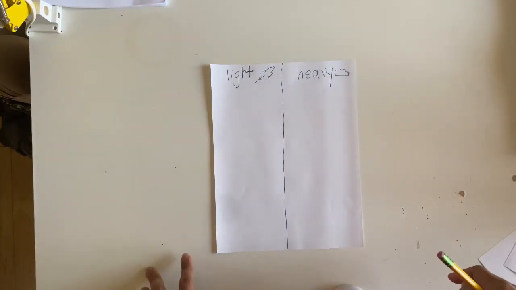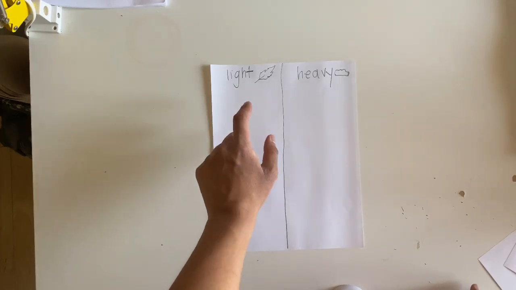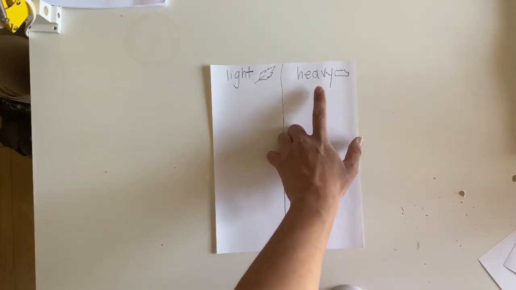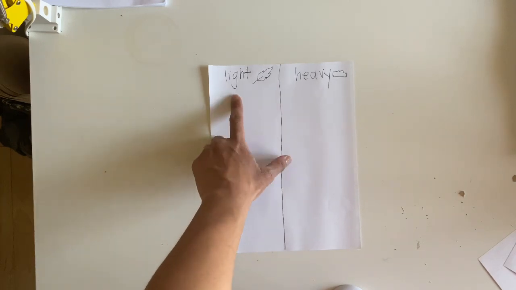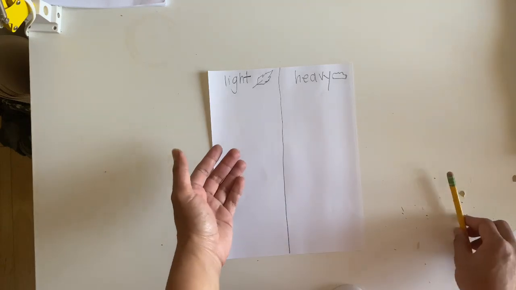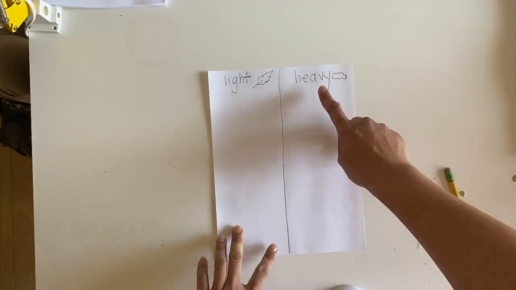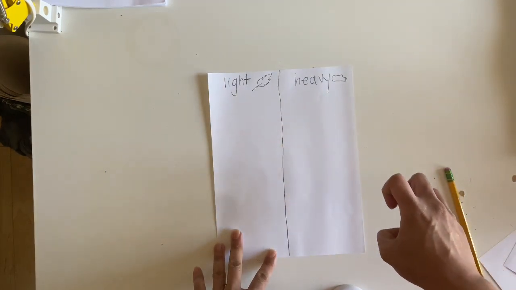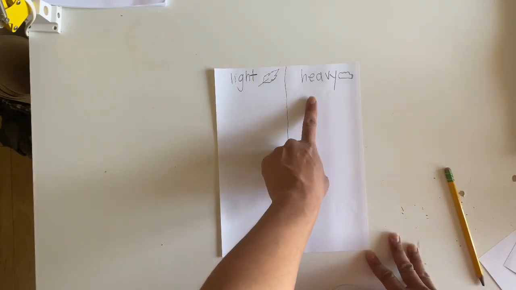Now, you're gonna look all over your house and find 3 objects that are light and 3 objects that are heavy. Now, again, remember, you need to know what light and heavy means so that you can do your sort correctly. Light means that an object is easy to pick up, and heavy means an object is super hard to pick up. And again, you need 3 light objects and 3 heavy objects.